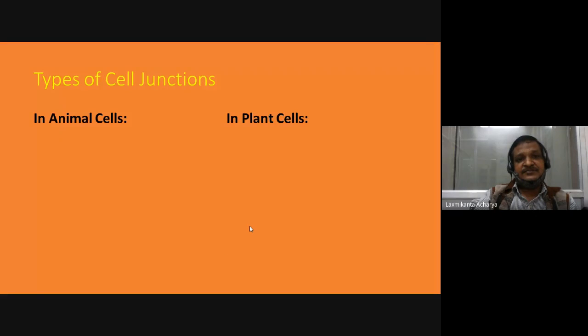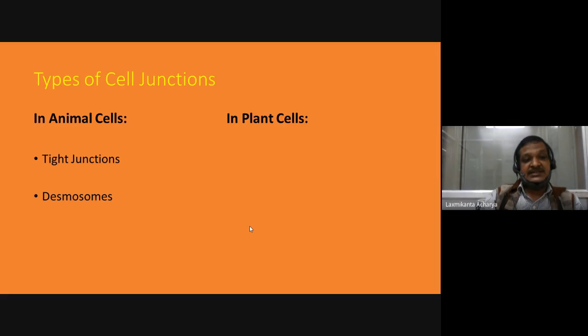Now I was talking about cell communication between cell and cell. There are different processes by which the cell communicates with other nearby cells. There are different junctions: in case of animal cells, you will find the tight junction, desmosomes, and gap junction. Whereas in case of plant systems, you will find plasmodesmata. Who can say what is a plasmodesmata?